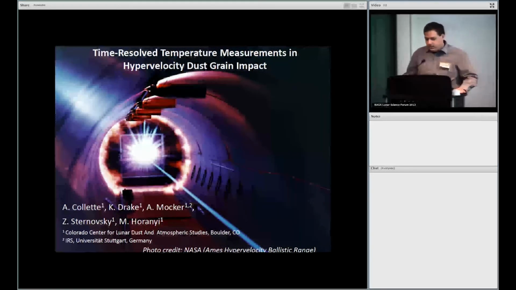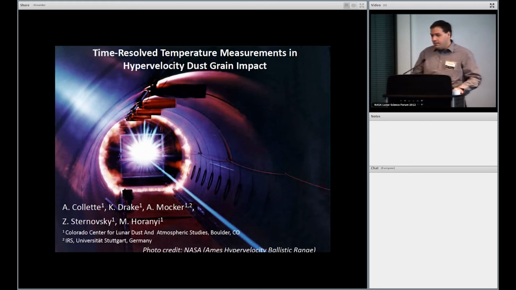I'm talking about temperature measurements for dust grain impacts. This is the most dramatic photo I could find of an impact-produced light flash. It is from a millimeter-scale projectile fired at the NASA Ames range into a target, and it illustrates the phenomenon that we're using to do diagnostics.